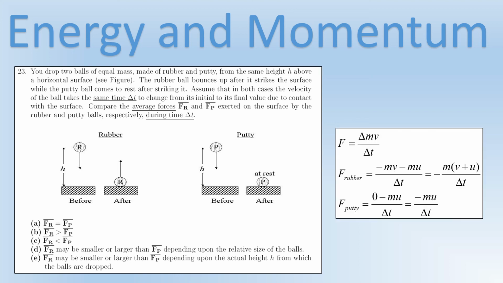Okay, so we're going to use Newton's second law to explain this. The rubber ball is going to bounce off, which means if we say it started with positive momentum, afterwards it's going to have negative momentum. So it's going to have a bigger change in momentum than the putty, which becomes stationary. And therefore, that means the force on the rubber must be greater than the force on the putty because it's had a bigger change in momentum.